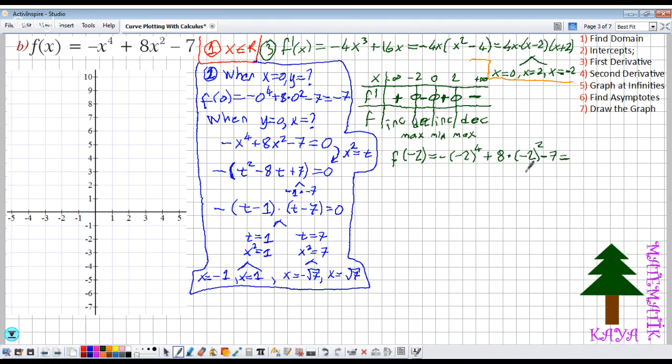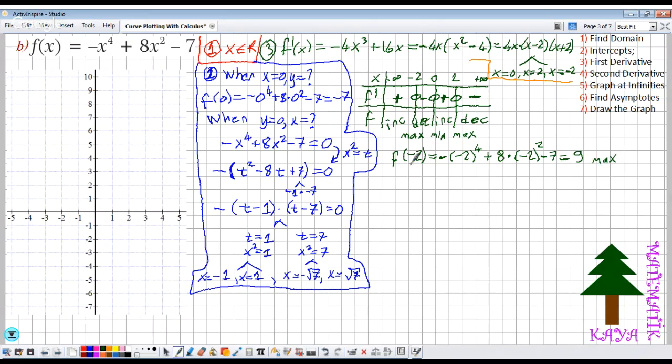Let's calculate this one. Minus 2 to the power of 4 will be plus 16, times minus, so completely minus 16 we will have in first place. Then in the second place, minus 2 squared will be 4, and 4 times 8 will be 32. So 32 minus 16 makes 16. Then minus 7 makes 9, which is the maximum point.